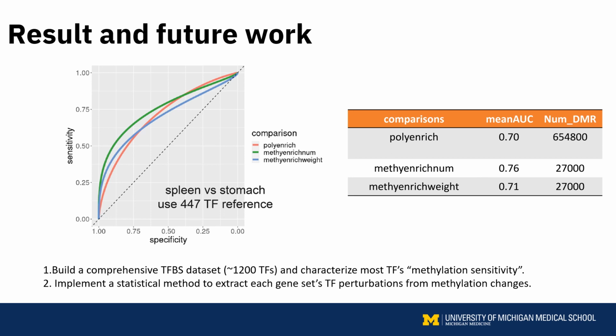Here the reference includes 447 TFs. We plan to build a more comprehensive TF-BS database covering around 1,200 TFs, and we want to characterize the methylation sensitivity of most TFs. We also need to implement a statistical method to extract each gene's TF perturbations from the methylation changes. That's all. Thank you.